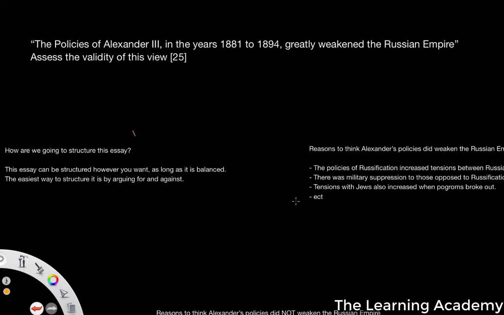So the essay is actually a really nice one. It would be very good if you had this in the exam. Whoever did get this in an exam, they're very lucky. It simply says, the policies of Alexander III in the years 1881 to 1894 greatly weakened the Russian Empire. Assess the validity of this view.